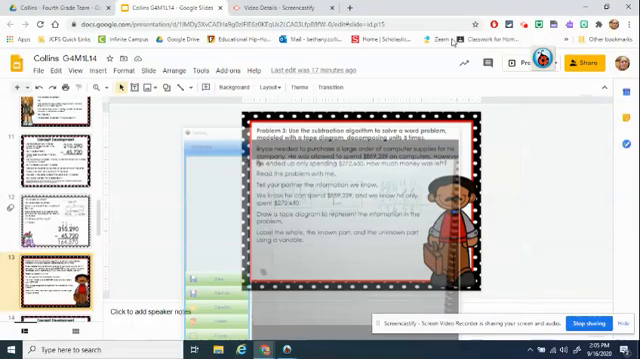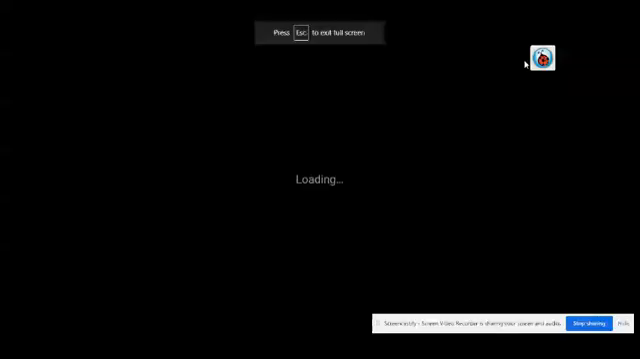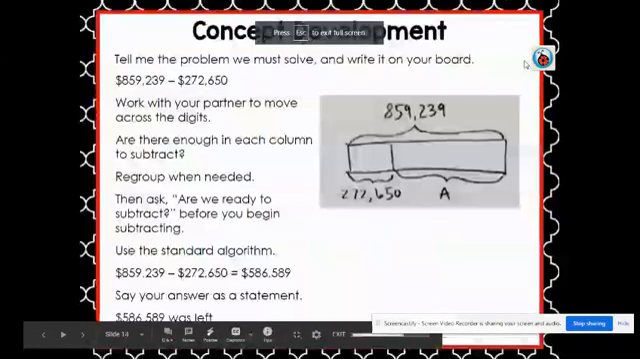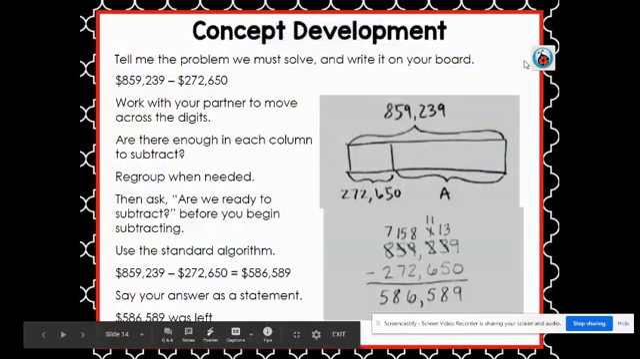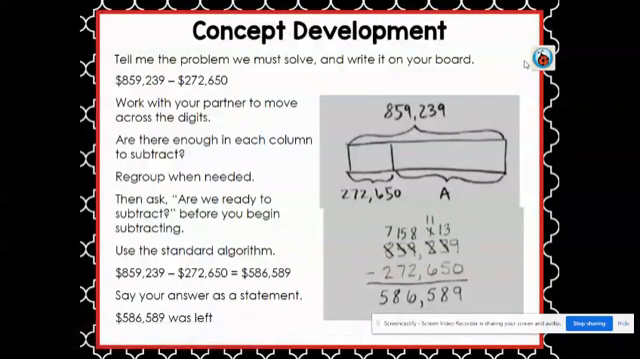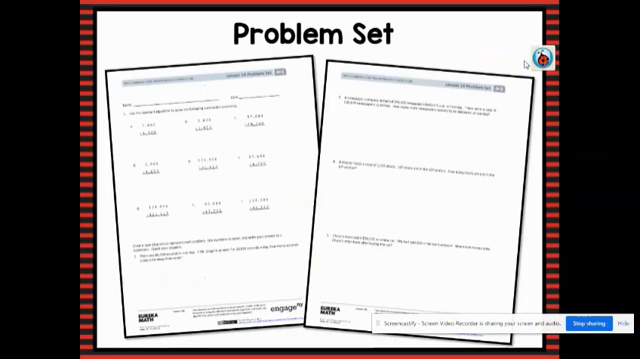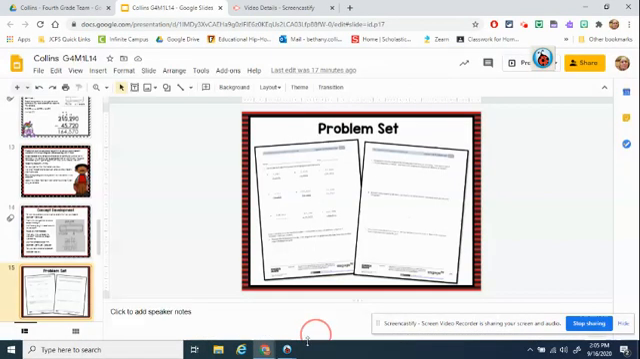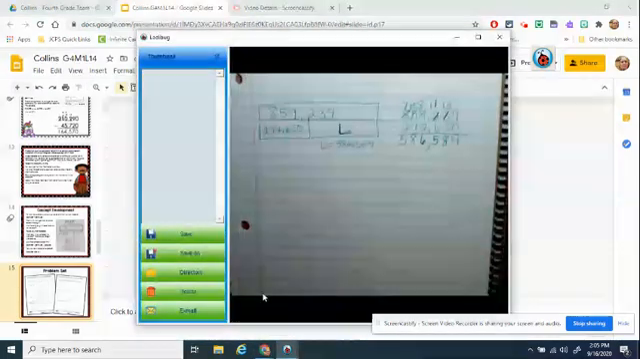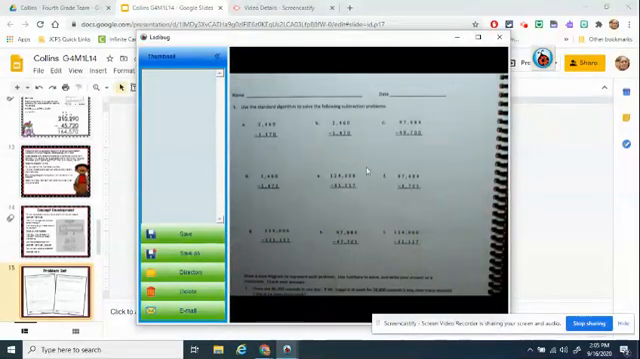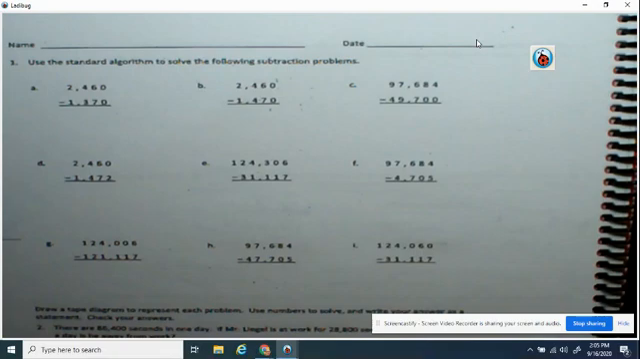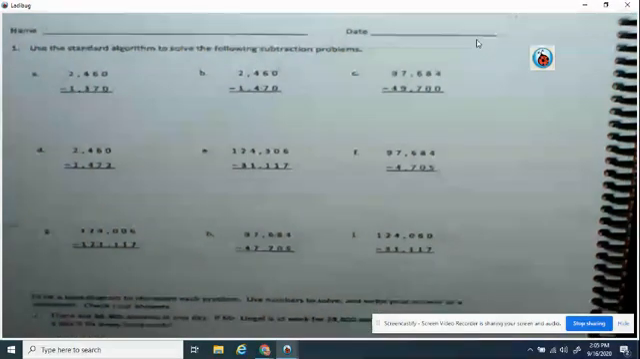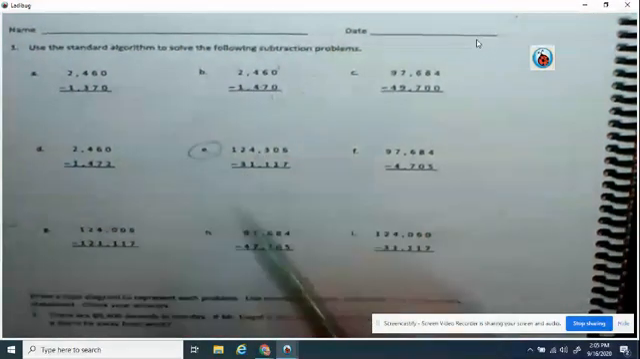Let's go back to our problem. That's what we just drew, the math that we just did. We did it correctly. Now we're ready for the problem set. Let's exit out of this, go back to our ladybug, and now I'm going to make our ladybug document camera bigger. Here are some practice ones. I'm just going to pick one in the middle.